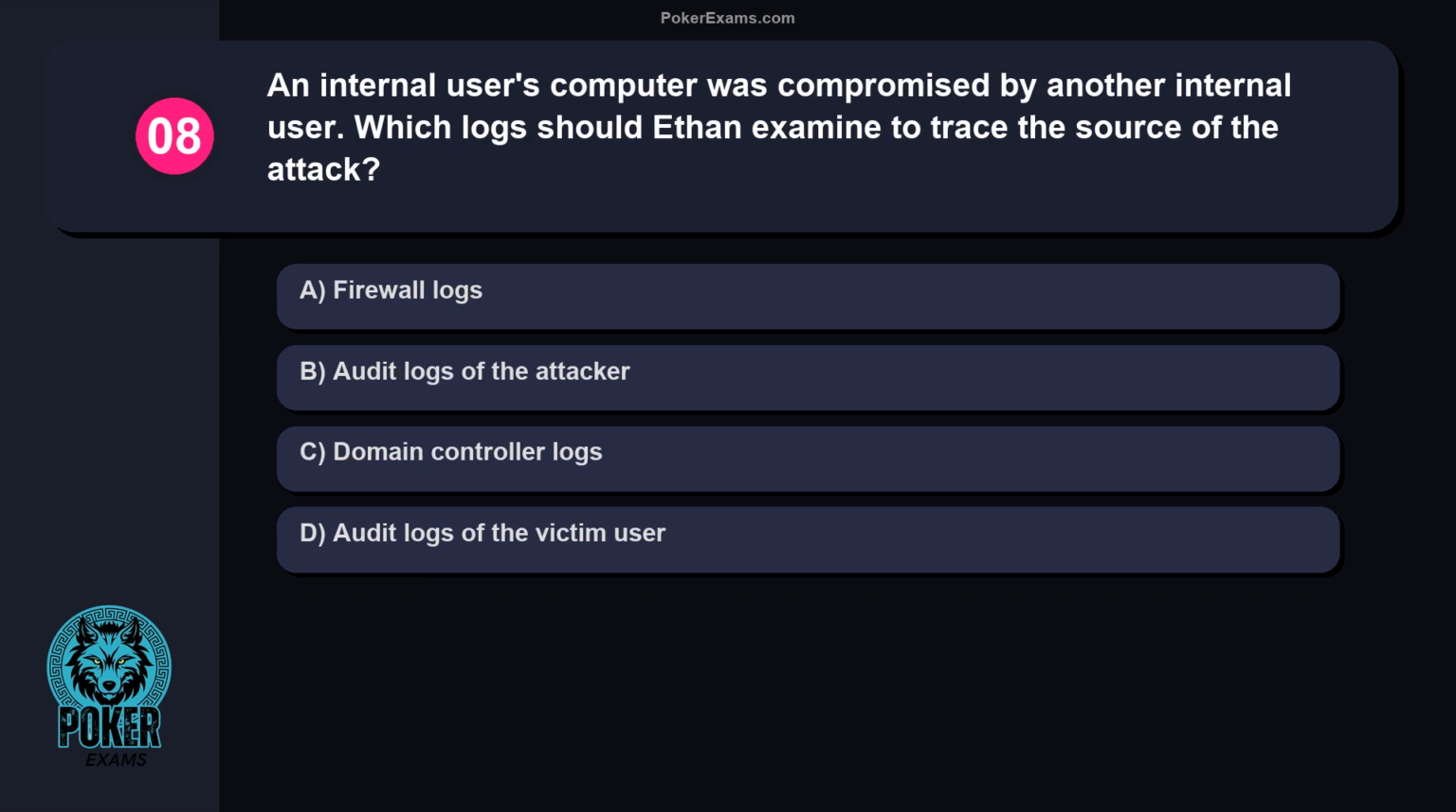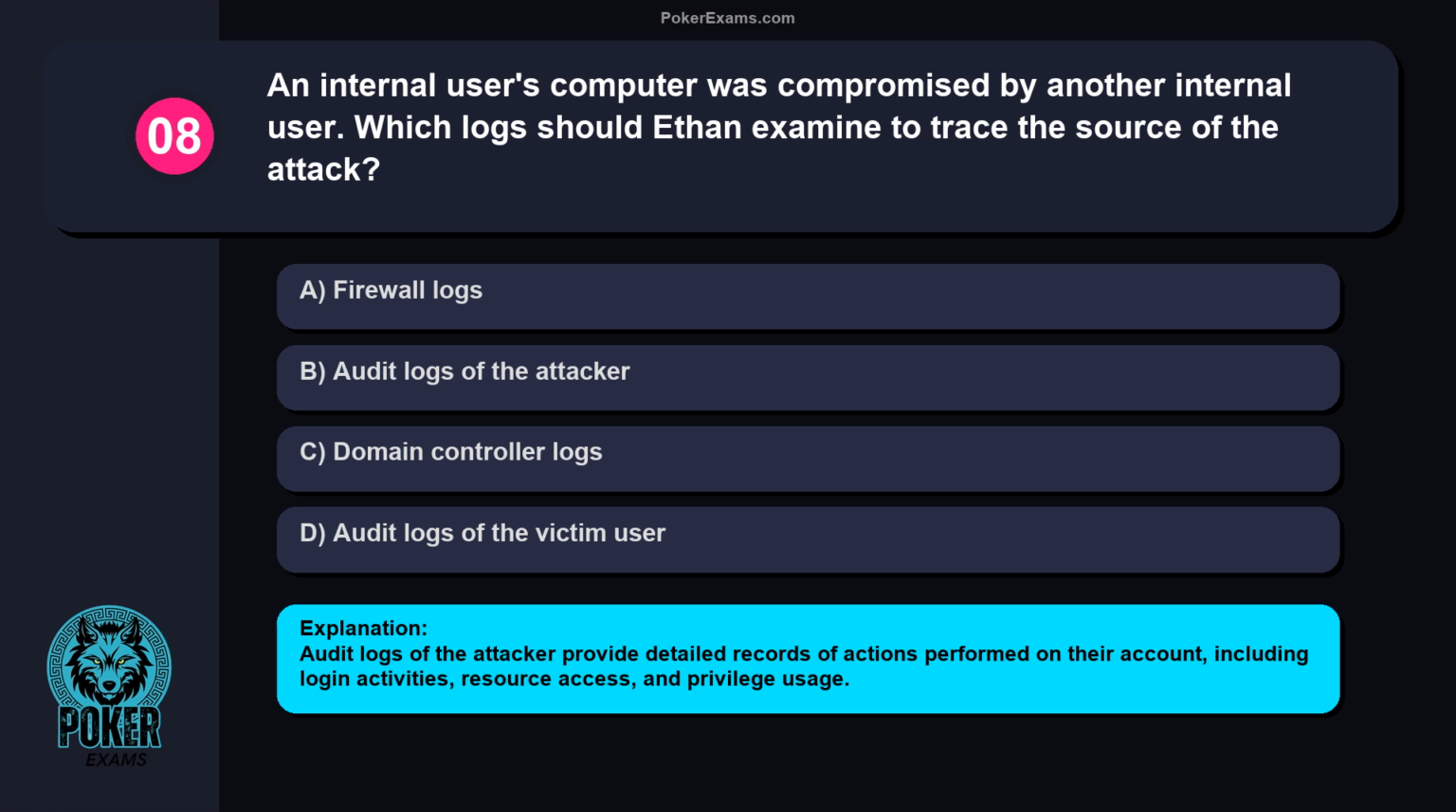Question 8. An internal user's computer was compromised by another internal user. Which logs should Ethan examine to trace the source of the attack? Firewall logs. Audit logs of the attacker. Domain controller logs. Audit logs of the victim user. Audit logs of the attacker provide detailed records of actions performed on their account, including login activities, resource access, and privilege usage.